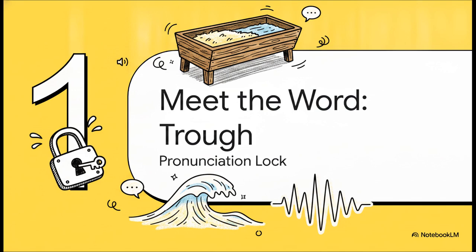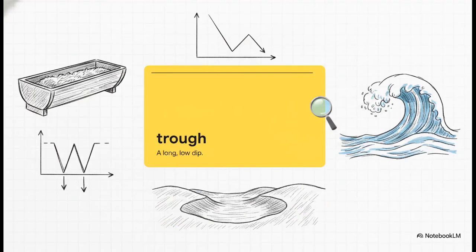Section 1. Meet the word trough. Let's lock in that pronunciation. So, our word today is trough. Now, English spelling can be a bit of a trickster, so let's lock in the pronunciation right out of the gate. Say it out loud with me. Trough. It's just one syllable, and it rhymes perfectly with the word off.